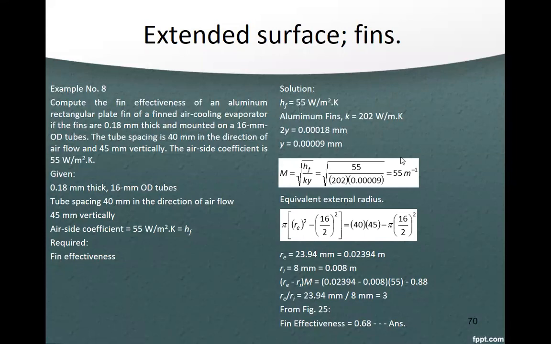Required fin effectiveness. Surface coefficient h_f is 55 watts per meter squared Kelvin. Aluminum k is 202 watts per meter Kelvin. Saan nakita? Walang 202 dito. So, hanapin mo dun sa book o sa table. 2y is 0.0018 mm. Y is 0.00009 mm. Ito. Divide mo ng 1,000. So, hindi ito mm. Mamaya.